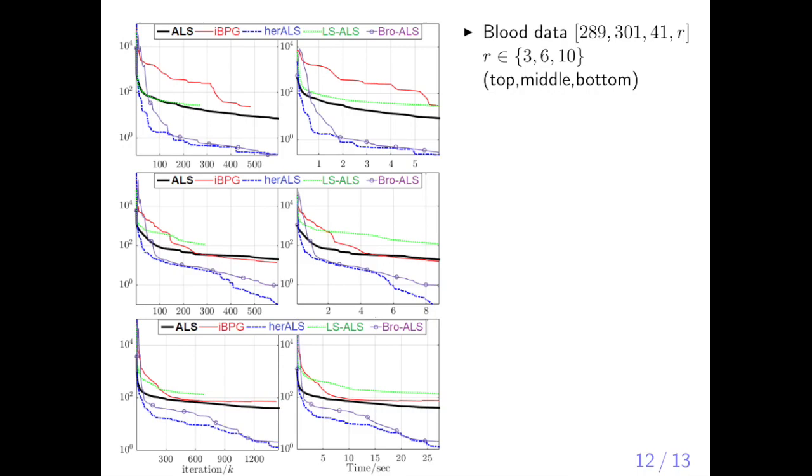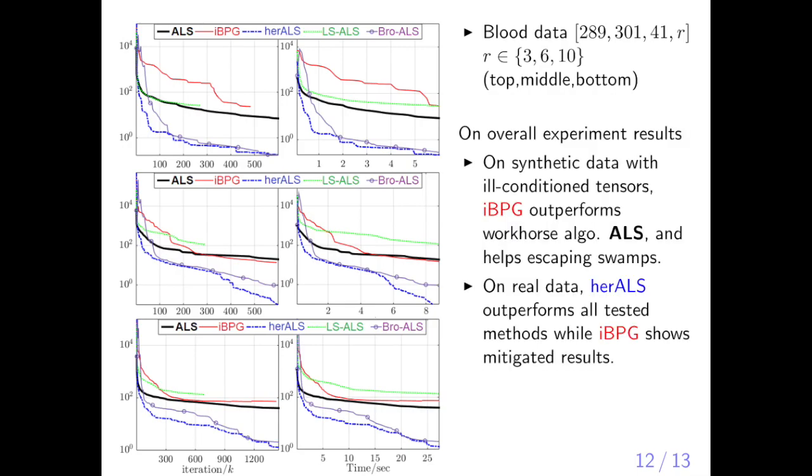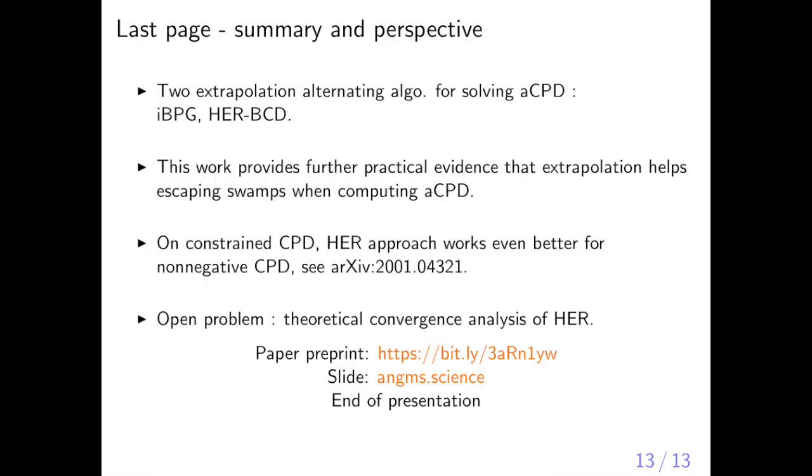Finally, we look at the blood data with different decomposition rank R. Again, HER ALS is the best. Overall, all the results show that HER ALS outperforms all the other methods in all cases, while IPPG shows mixed results. We now conclude the paper.